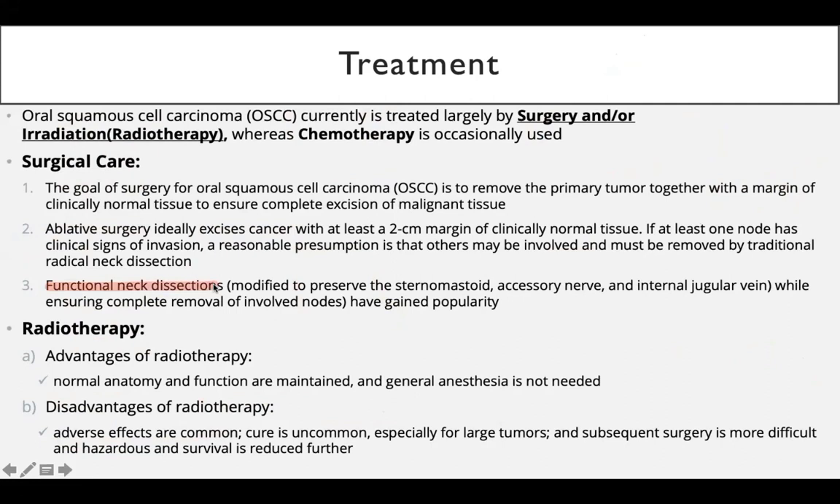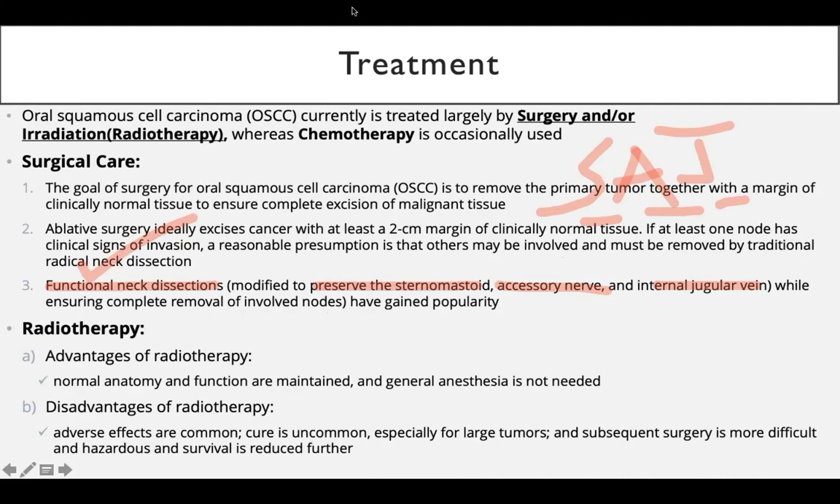Functional neck dissection. What do you mean by functional neck dissection? To preserve the function. Modified to preserve the sternomastoid, accessory nerve, internal jugular vein. Sternomastoid muscle, accessory nerve, and internal jugular vein. If we preserve them, we do not remove them, then we say this is a functional neck dissection because the neck is still functional, while ensuring complete removal of involved nodes, and it has gained popularity.